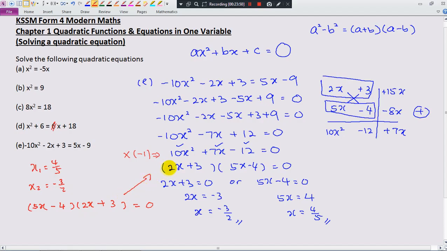Okay, let me check. 2x plus 3, okay, correct. 5x minus 4. 5x minus 4. Okay, so correct. So this is the way how we do the factorization manually and solve it.